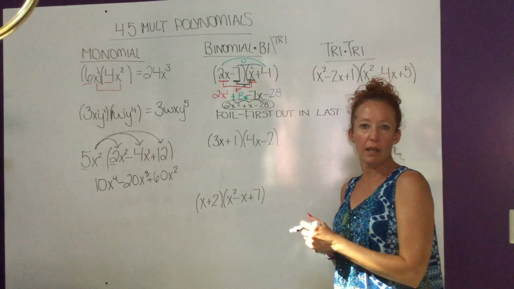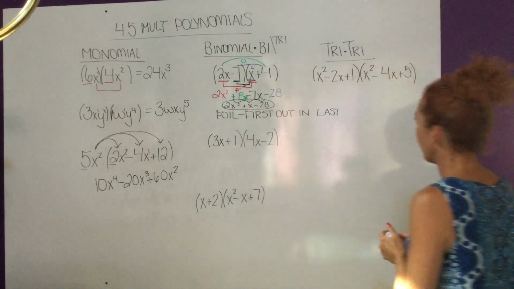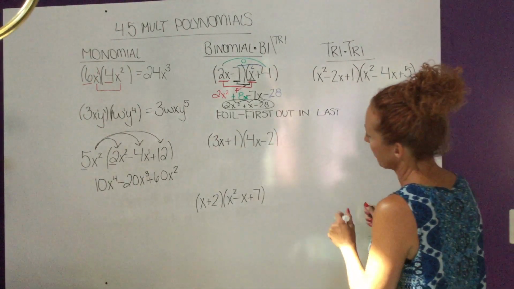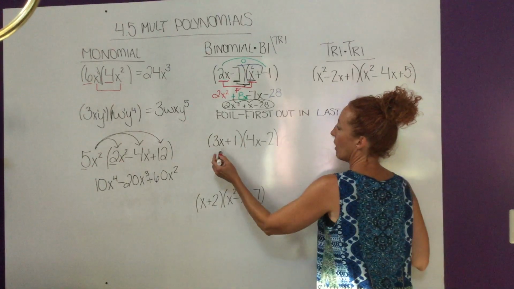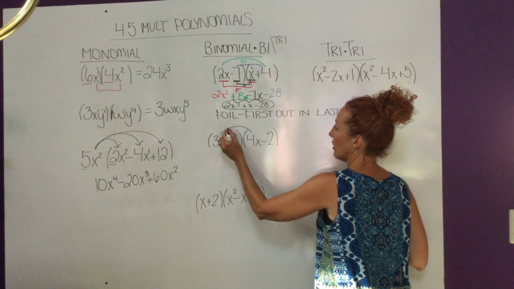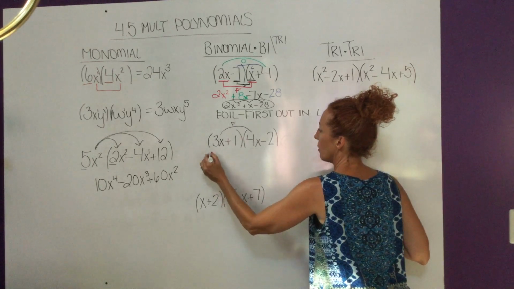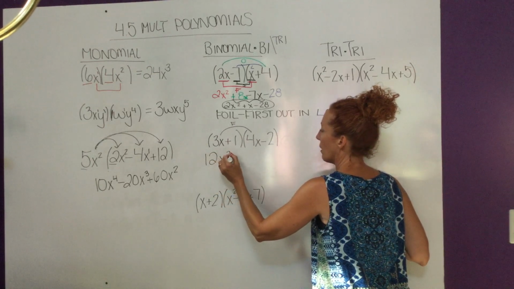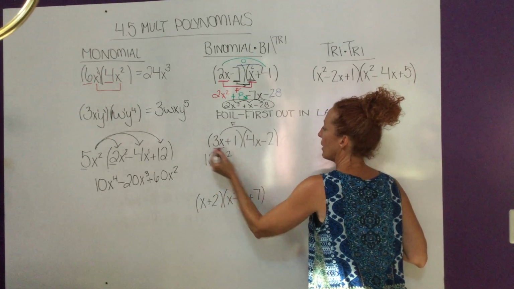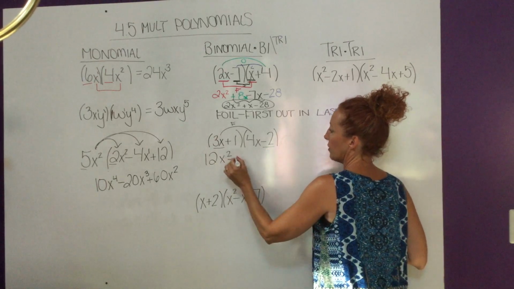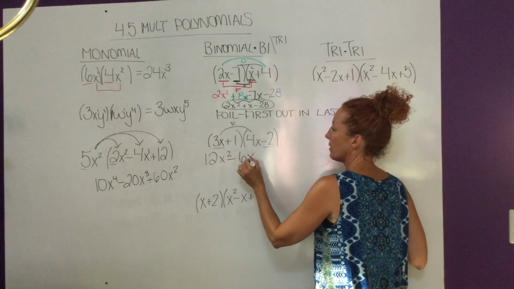Let's do it again. I won't use so many colors so you kind of see what it looks like if I don't have all of those, and I have a little bit more space to work with. All right, so this times this, that's the F, so 12x squared. The O is the 3x times the negative 2, so negative 6x.